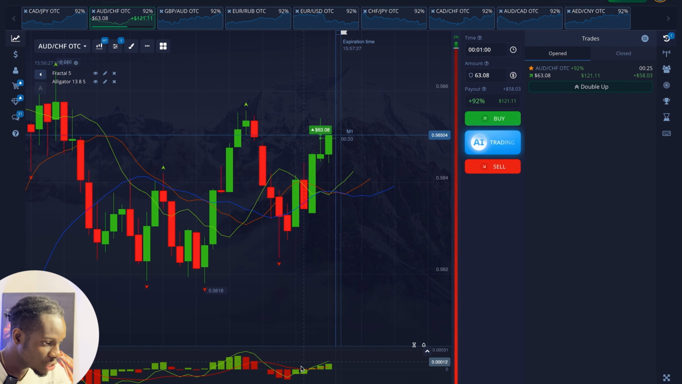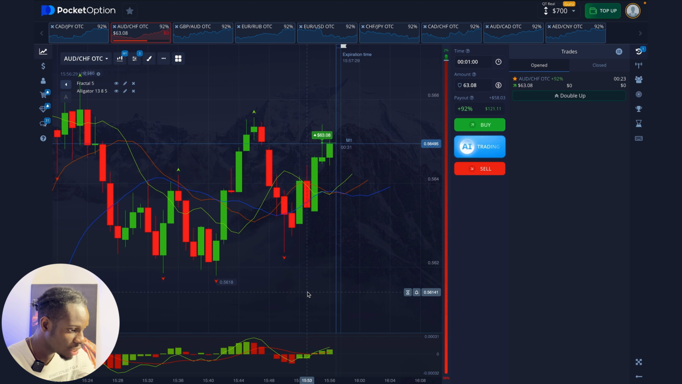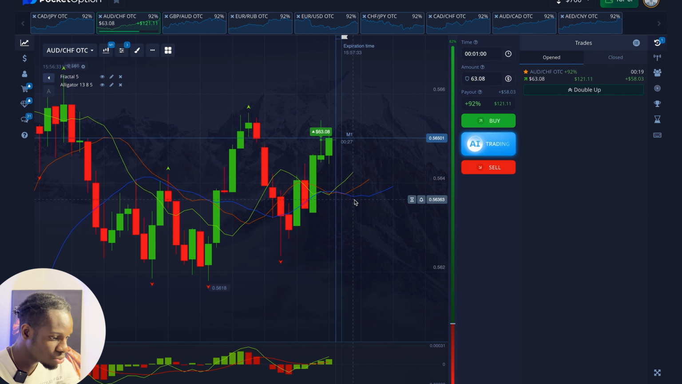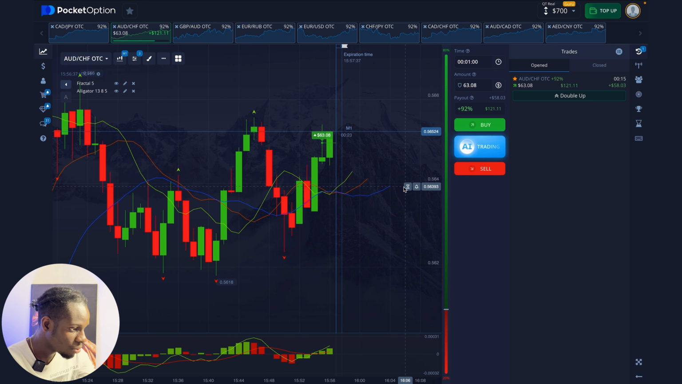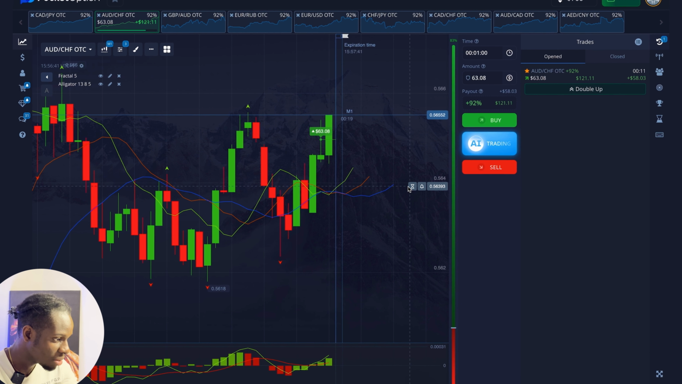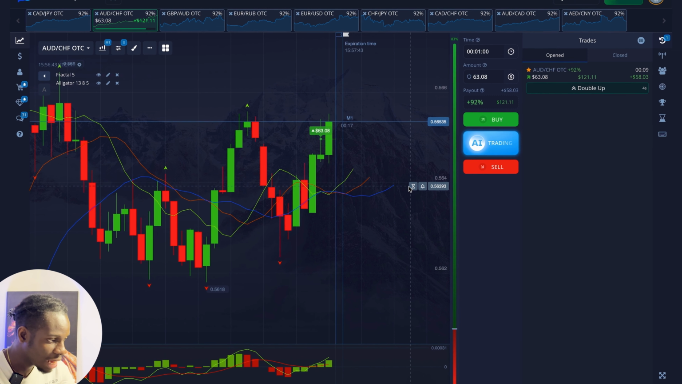Also, the histogram is showing a volume direction change, and its moving lines are also intersecting from bottom to top. Sorry. Which is also signaling a good chance for a buy. The only thing I would say is that the entry point could have been better, but let's still see how it closes, guys.